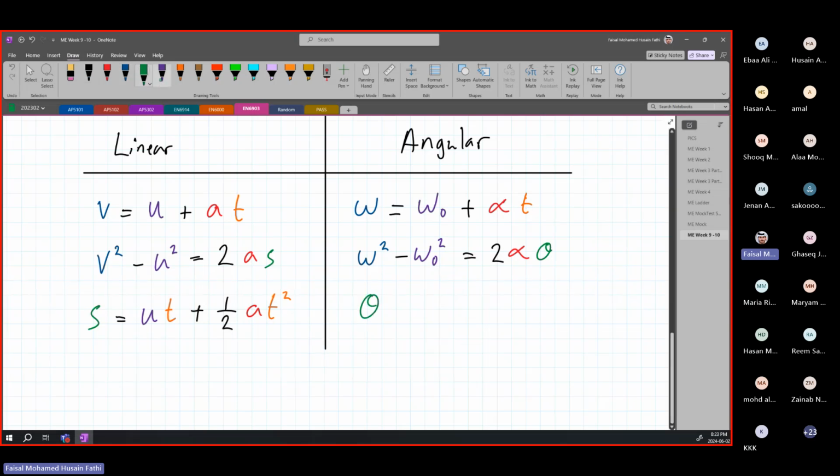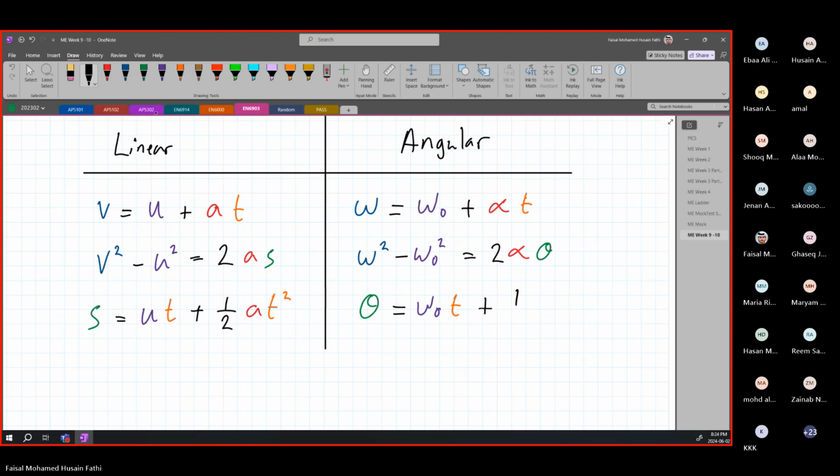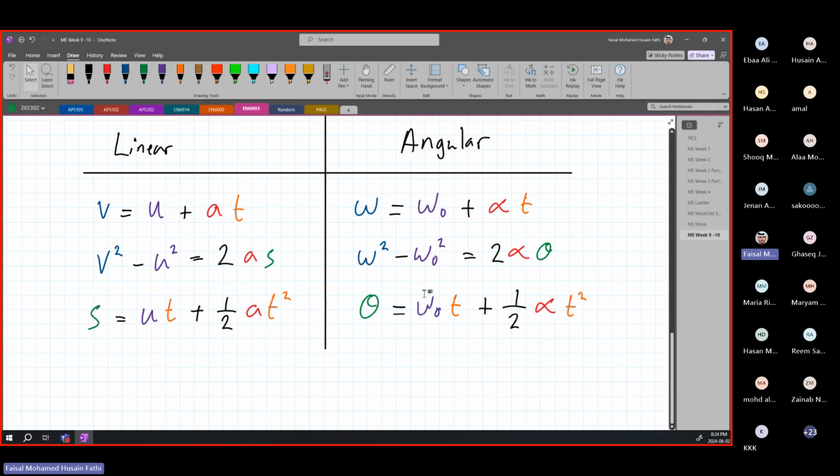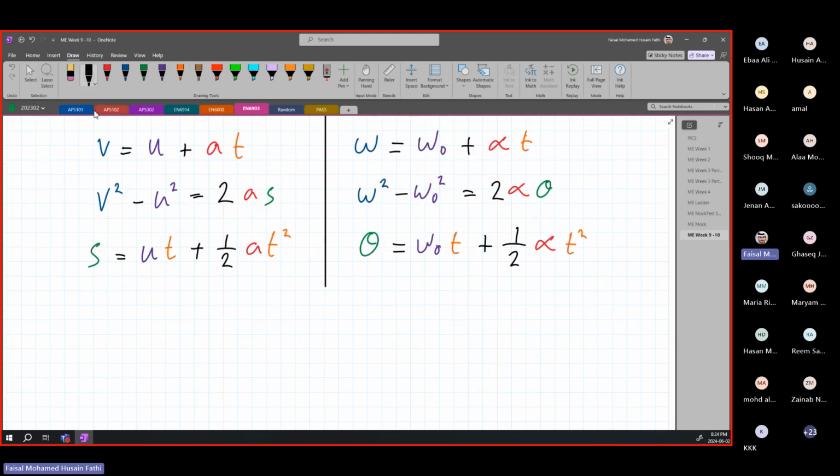So it's going to be angular displacement now is equal to our initial angular velocity times time, plus half angular acceleration times time squared. Now, one more equation as well. In this case, here we had acceleration for all of them. What if we don't have acceleration?